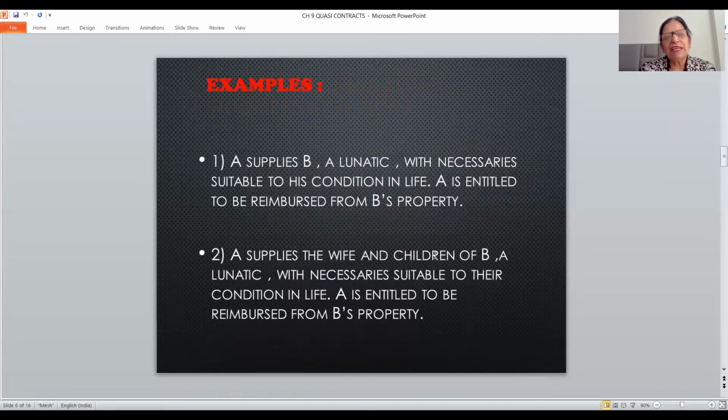Another example is A supplies B, a lunatic, a person of unsound mind, with necessaries suitable to his condition in life, and is entitled to be reimbursed from B's property. Nothing new, you all know these points. A supplies the wife and children of B, a lunatic, with necessaries suitable to their condition in life, and is entitled to be reimbursed from B's property.